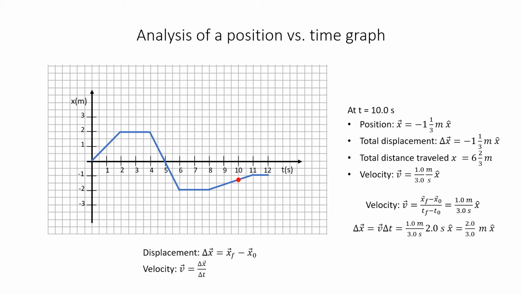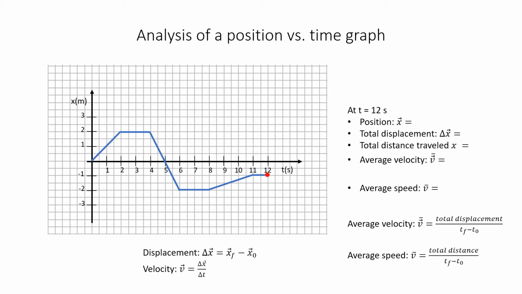in the x-hat direction. The total distance traveled, however, is very different. It's 6 2/3 meters. So we went in the positive x direction for 2 meters, then in the negative direction for 4 meters, for a total of 6, and then 2/3 of a meter back in the positive x direction. That means that we actually have gone 6 2/3 meters.